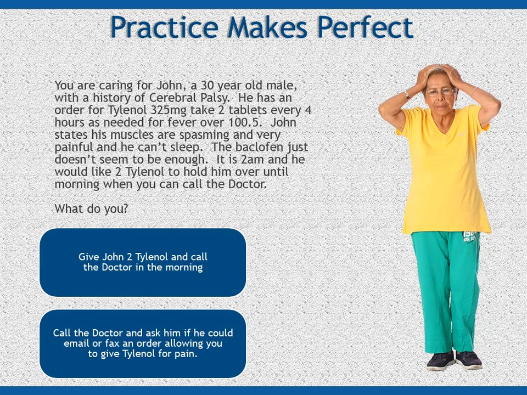You are caring for John, a 30-year-old male with a history of cerebral palsy. He has an order for Tylenol, 325 milligrams. Take 2 tablets every 4 hours as needed for fever over 100.5. John states his muscles are spasming and are very painful, and he can't sleep. The baclofen just doesn't seem to be enough. It's 2 a.m. in the morning, and he would like to have 2 Tylenol to hold him over until the morning when you can call the doctor. What do you do?